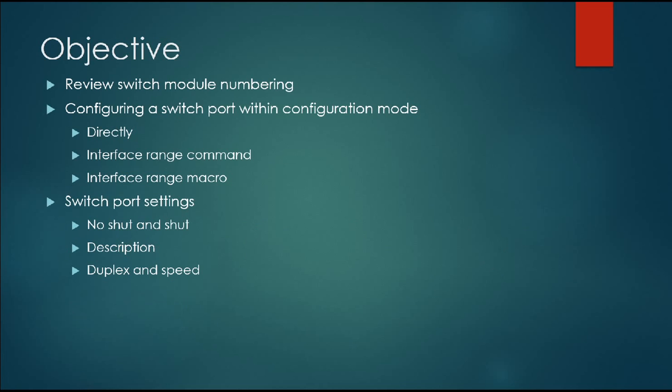Today I'm going to go over some real simple switch port settings on a layer 2 switch. It's going to be some very, very basic stuff. Basically, I'm going to show you how to access a module on a switch, how to identify which module is identified by which number. And then once we do that, I'm going to show you how to directly get to that interface to make any configuration changes, or to use the interface range command, or to configure and use an interface range macro.